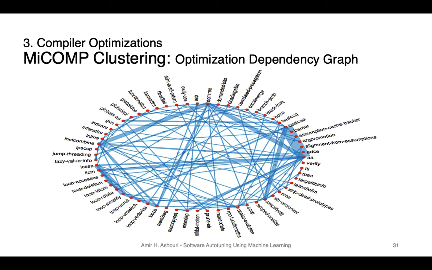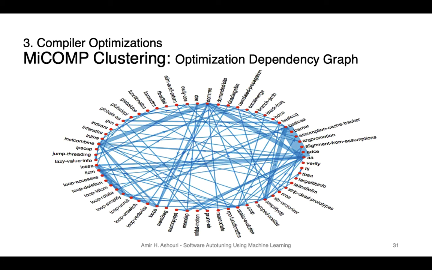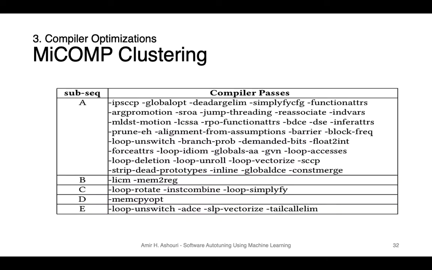So O3 has 60 unique passes, but they have repetitions. That's why overall we have 157, right? So we use those 60 unique passes to generate an optimization dependency graph, and out of those we generated, using the clustering method, our subsequences, right? But now we can have the repetitions for our subsequences.